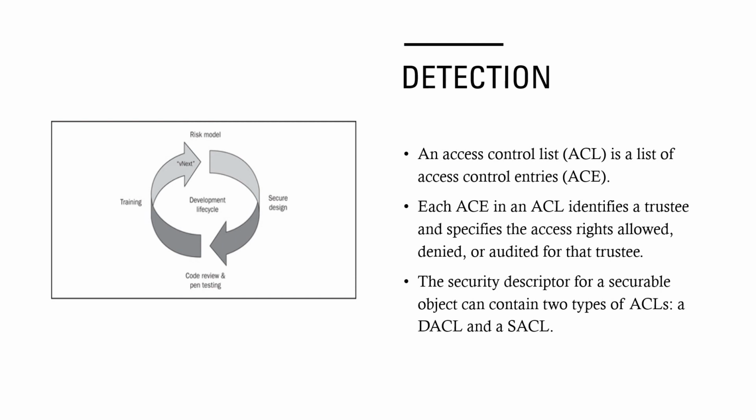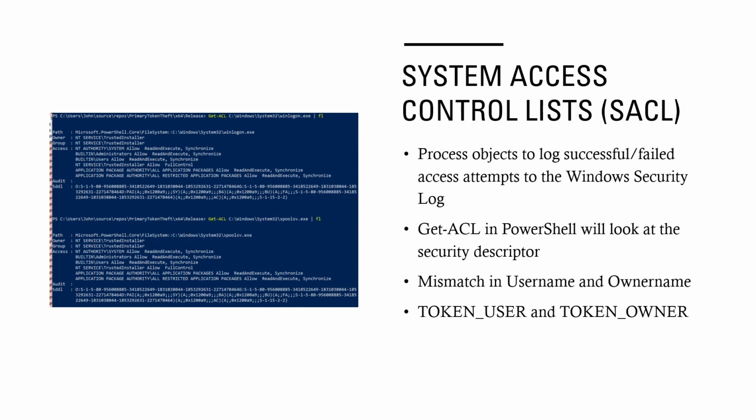Looking at this risk model, detection is done through pen testing and code reviews. An access control list ensures that the need-to-know principle is adhered to. The security descriptor consists of DACL and SACL. Logging is done in system access control lists to track and enforce the concept of accountability. As it is one of the security fundamentals, it ensures that the username and owner name are matched.